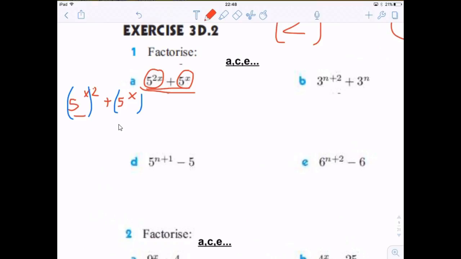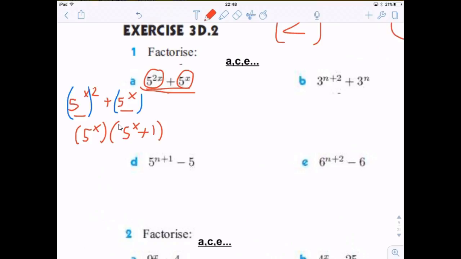something squared, and this is just something. If I factor out the something, then I would be left with 5x here, and then I would be left with 1 here, because I factored out a 5 to the x out of each thing. Okay?